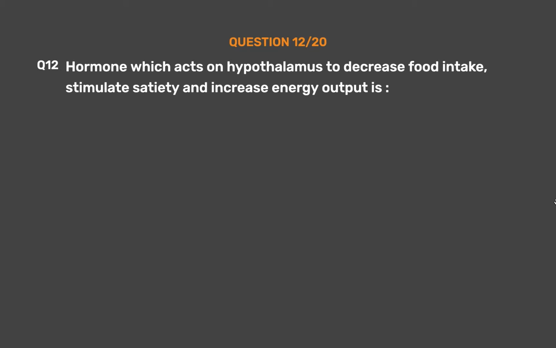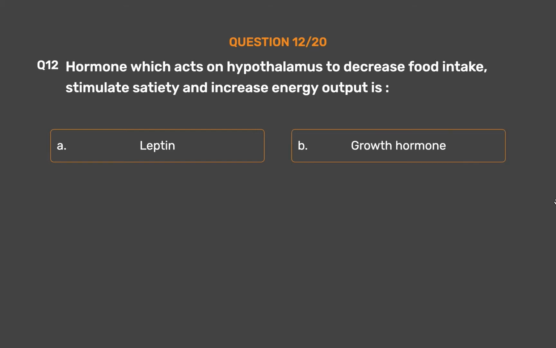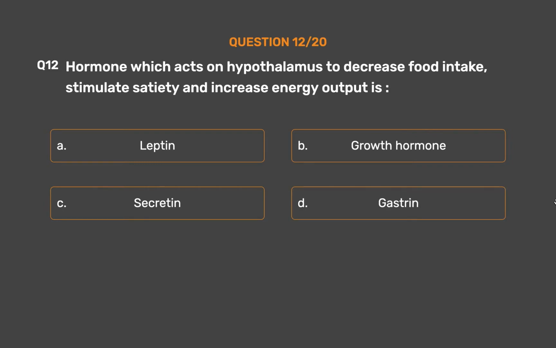Question number 12. Hormone which acts on hypothalamus to decrease food intake, stimulate satiety and increase energy output is Option A. Leptin. Option B. Growth hormone. Option C. Secretin. Option D. Gastrin.